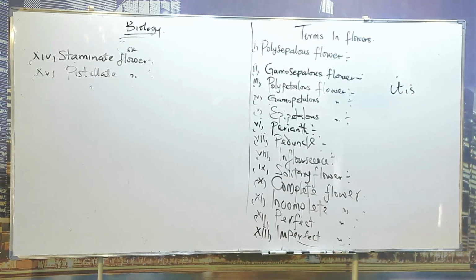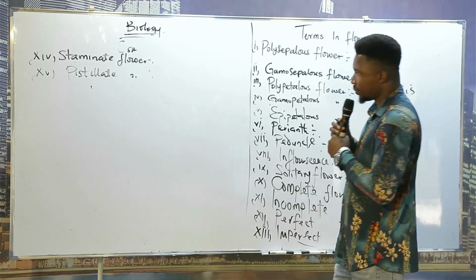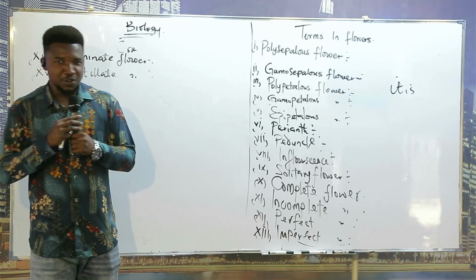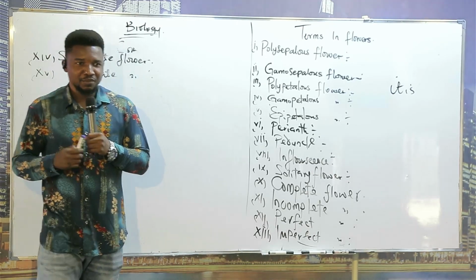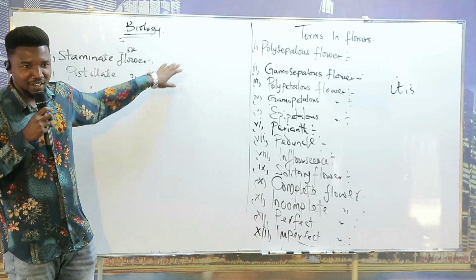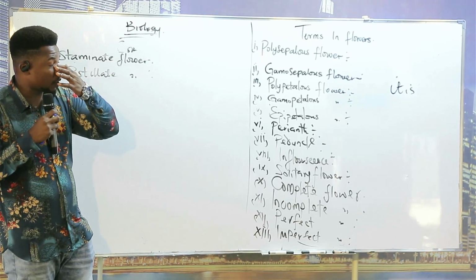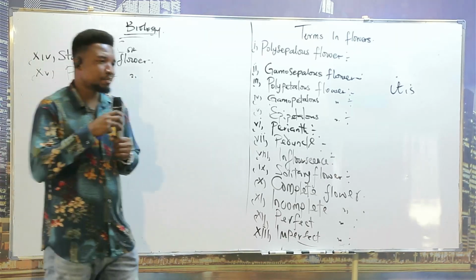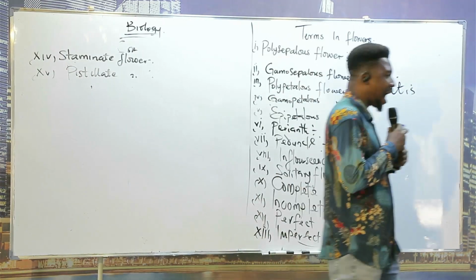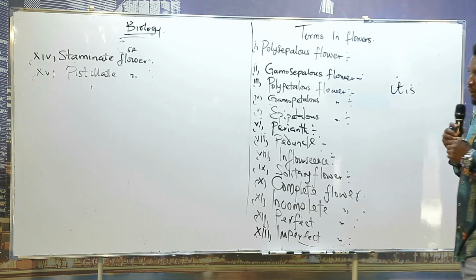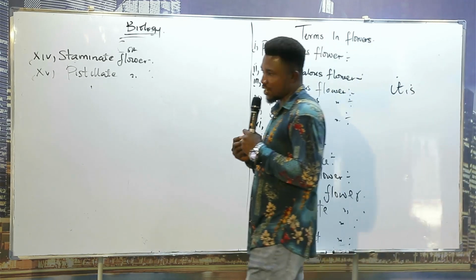Then the next one is the pistillate flower. The pistillate flower. You know the meaning now, right? The female, this staminate is called male flower, right? Why the pistillate flower is called the female flower, right? It is a type of flower that has only the female parts. Only the female parts or the gynoecium.